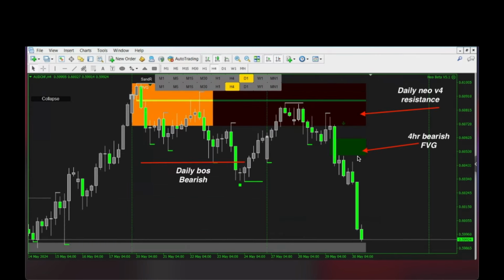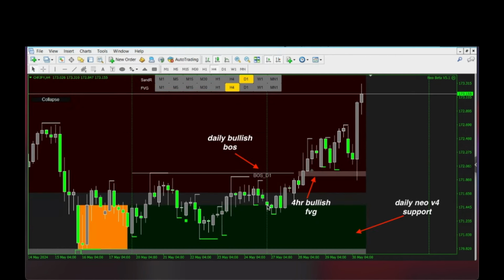Now you can see the same thing over here again with AUD CHF. We had our daily break of structure here. We had our daily resistance level that's also formed here, and we had our 4 hour FVG, and we've seen the sell trade setup. We can see the same things happened here on this pair, which is CHFJPY, which we do have our daily break of structure here. Boom, we have our 4 hour bullish FVG and our support level here.